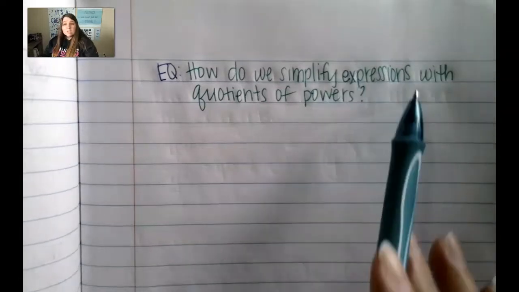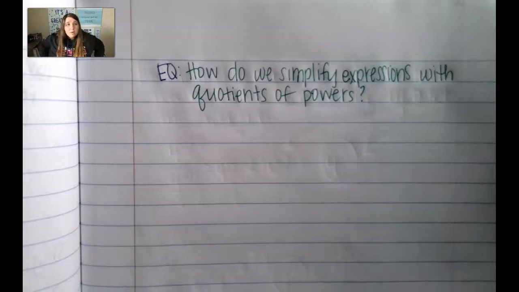So expressions means that we have more than one type of operation to do. So we're going to be pulling forward some of the information that we gained from powers of products, or products of powers, and quotients of powers, and we're going to combine both of those to simplify.